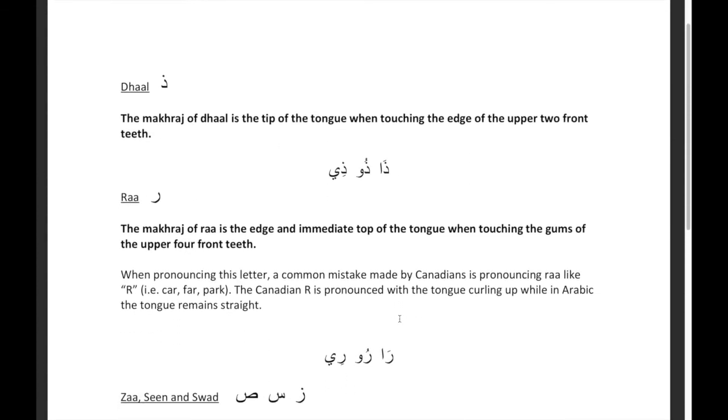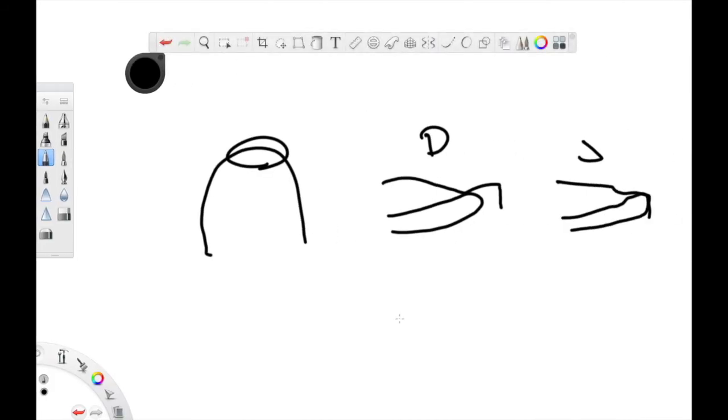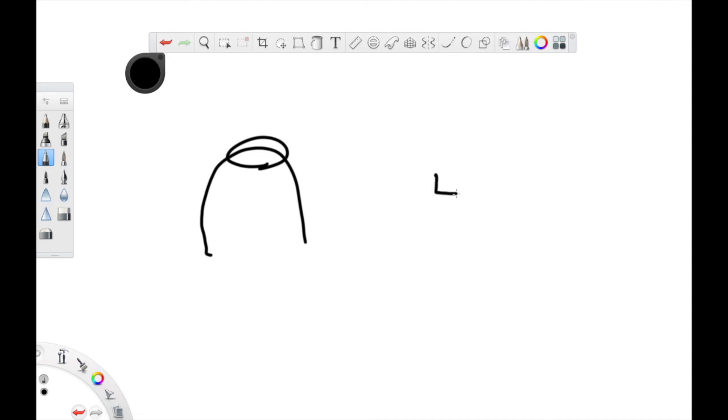Next we have dhal, which is in the same group as the letter tha, which is the third letter that we did. The makhraj of dhal is the tip of the tongue when touching the edge of the upper two front teeth. If you have your upper two front teeth, this is the edge right here, and your tongue would touch these edges. Make sure that you stick out your tongue far enough not to get a za sound.